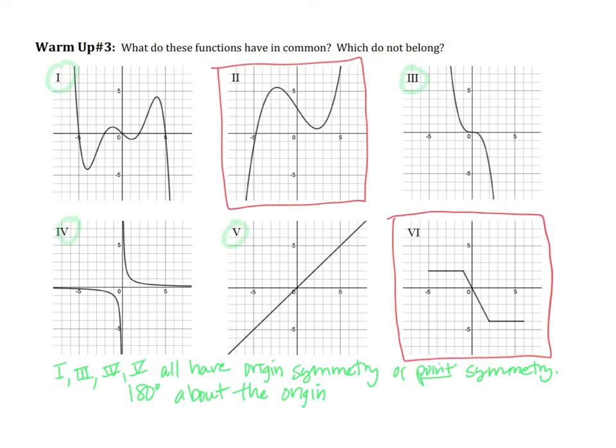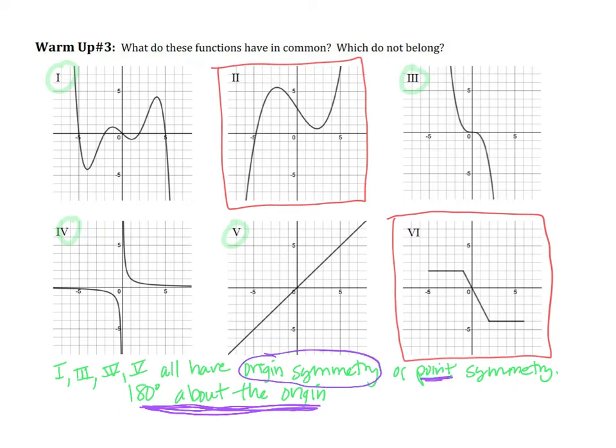Okay, now we're talking about symmetries, like we did in the first example here. I'm going to talk about symmetries again, because it is relevant to even and odd functions. So number 2 and number 6 were the ones that hopefully you noticed do not belong, and that is because you cannot rotate them 180 degrees and get the exact same picture. So they don't have rotational symmetry or symmetry about the origin.